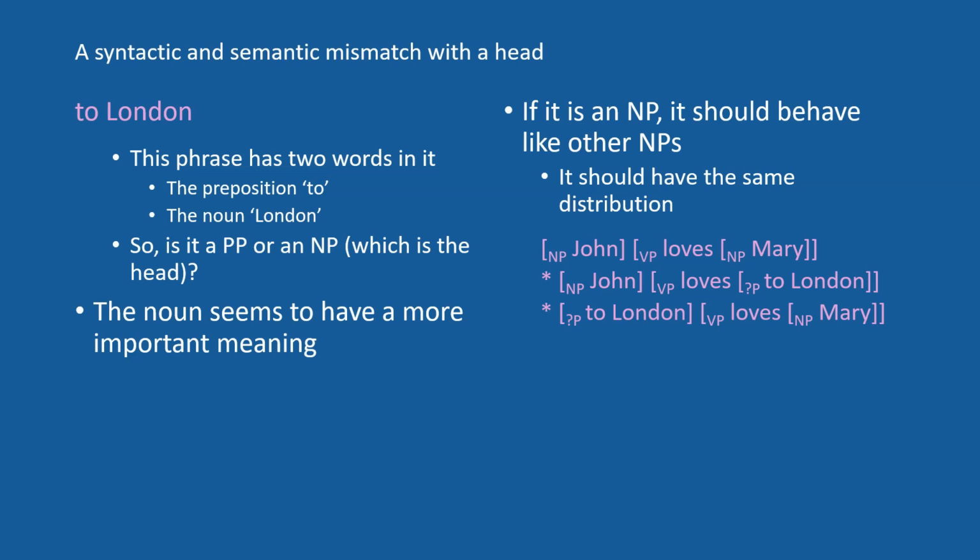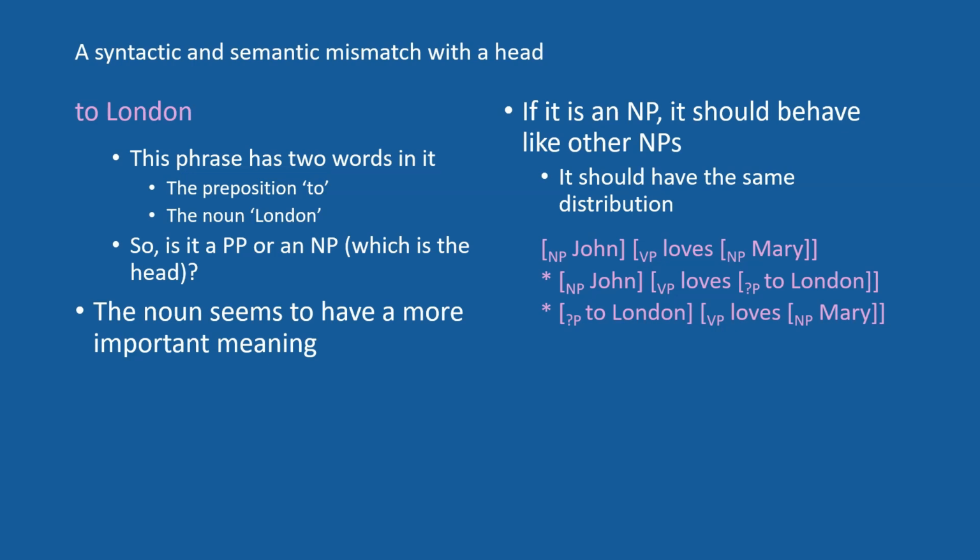Loves is a word that selects for a noun phrase complement, and if to London is a noun phrase, it should be fine. But as we see, John loves to London doesn't work, and neither does to London loves Mary. You simply cannot put a phrase like to London into the same position as you can put other noun phrases, which indicates that this actually isn't a noun phrase.